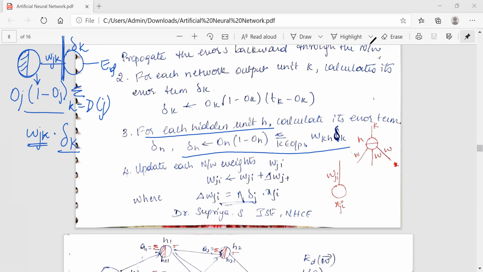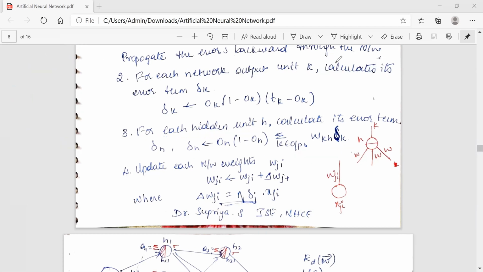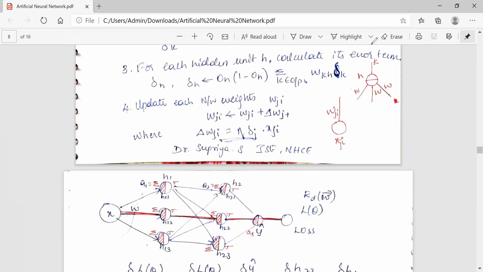And the final step is we update the weights. So we update the weights using delta W JI: W new is equal to W old plus delta WJI. Delta WJI is, as we already know, the learning rate into delta J into XJI, the value of the input. So we finally update it using this update rule. Do you have any doubts here?